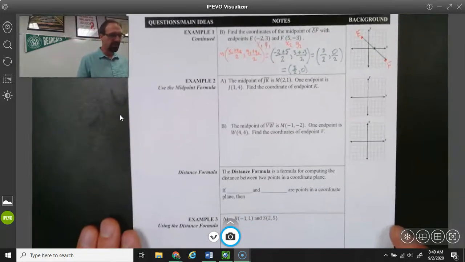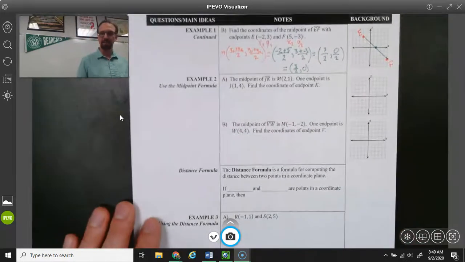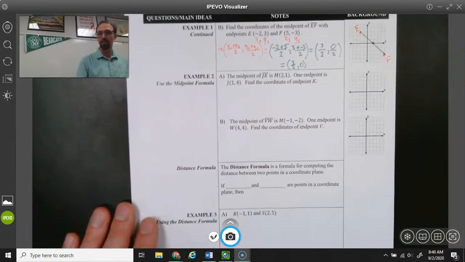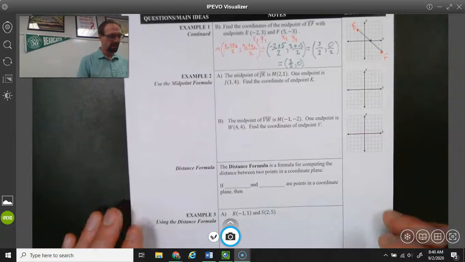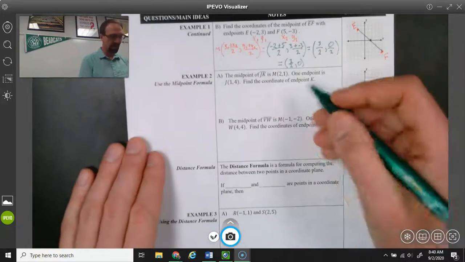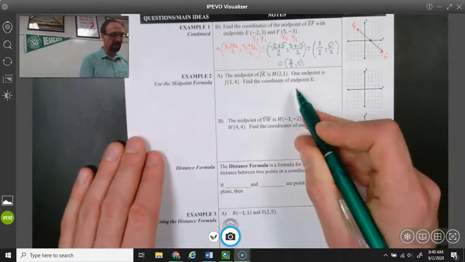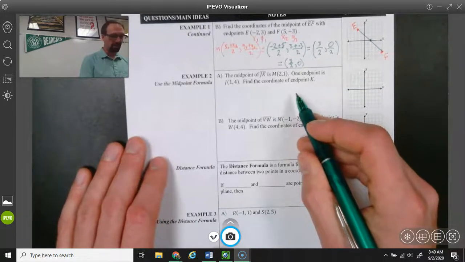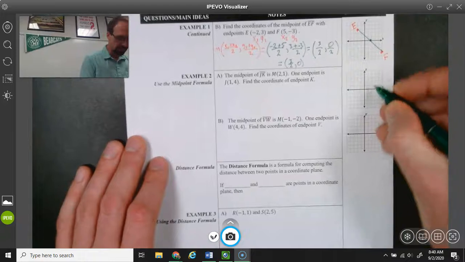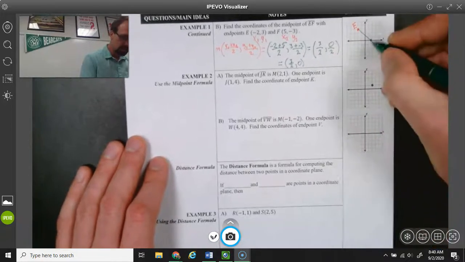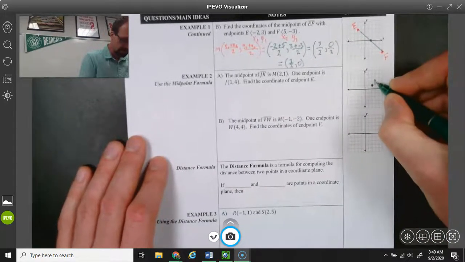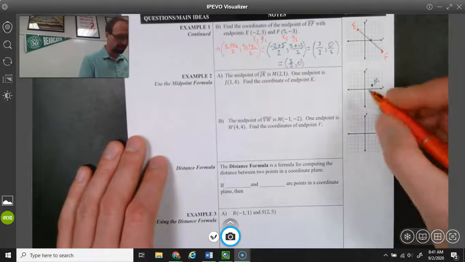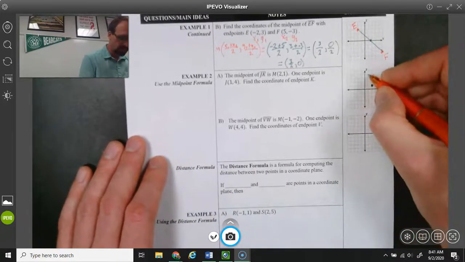Using the midpoint formula, this is now going kind of the opposite direction, where I give you the midpoint, and now we're going to try and find one of the endpoints. So the midpoint of line segment JK is M, one endpoint is J, find the coordinate of endpoint K. So let's think about what we know here. We know that the midpoint M is 2, 1. We know one of the other endpoints is 1, 4 here.